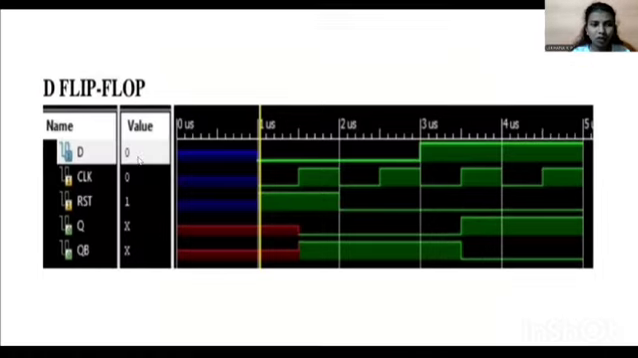If the D value is 0, clock is set to 0, and reset is 1, then Q is X and QB is X. So this is the output.